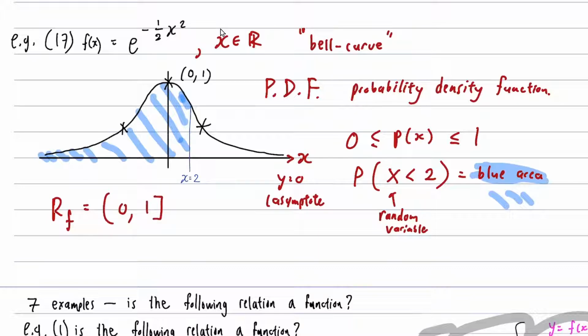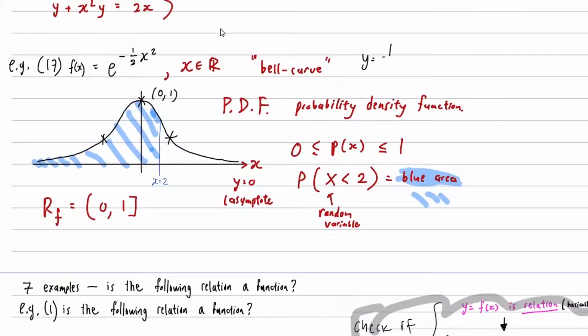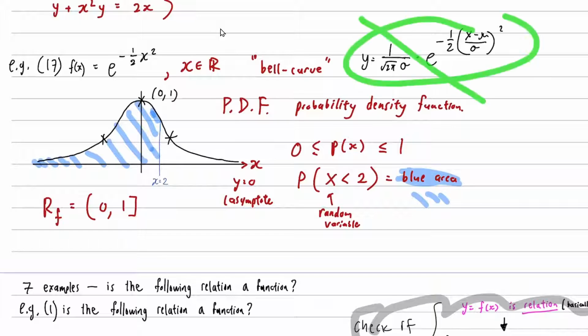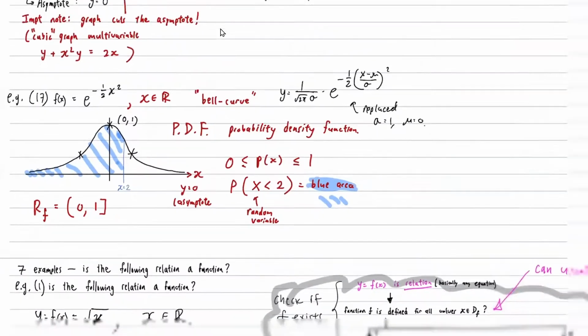Yes, correct. Oh, by the way, the general form of this bell curve, I better not mislead you. This is a special case of the general formula: 1 over square root 2 pi, multiplied by sigma, multiplied by e to the power of negative half, bracket, square. What's inside the bracket? (x minus mu) over sigma. This is the full-fledged form. You don't need to know this. What I did is I replaced the sigma with 1 and the mu with 0, and I got rid of the 1 over square root 2 pi. Anyways, moving on.